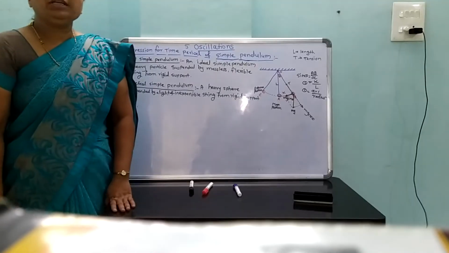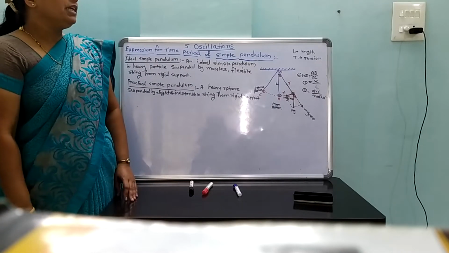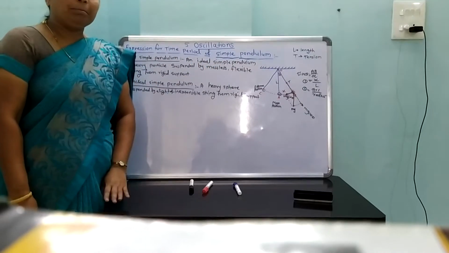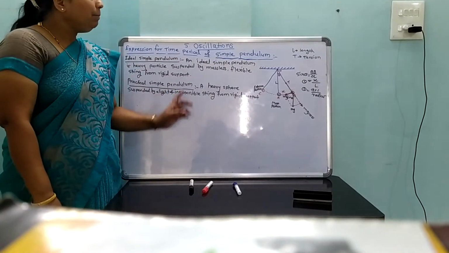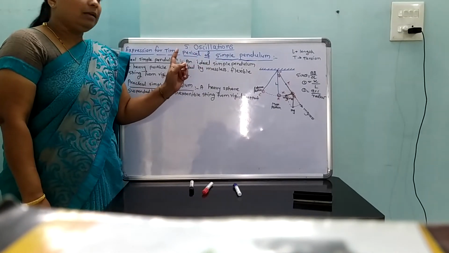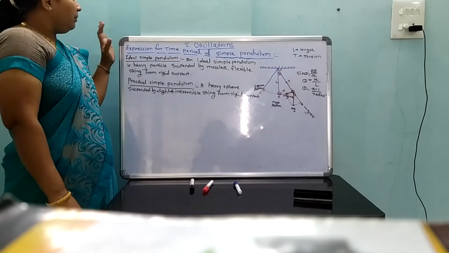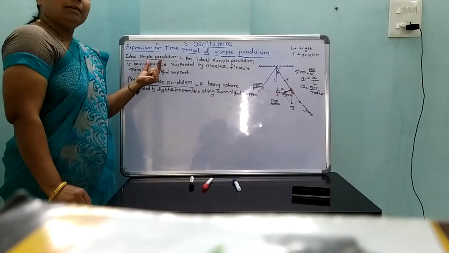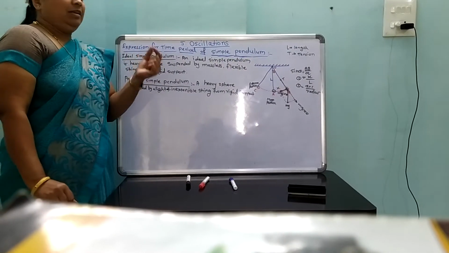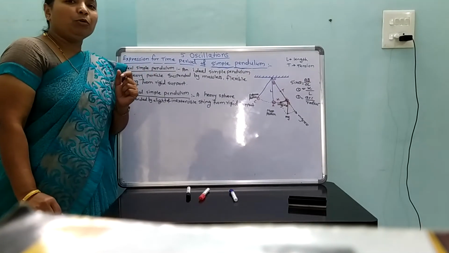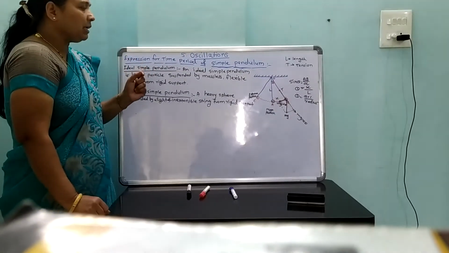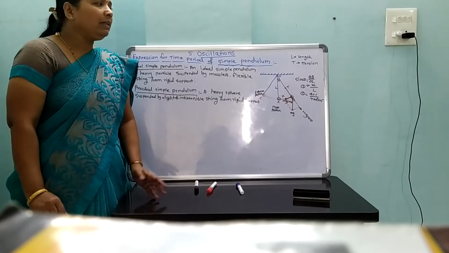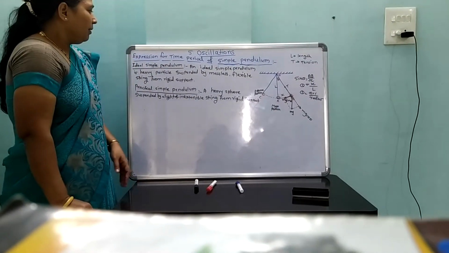We are going to study the expression for the time period of a simple pendulum. Time period of simple pendulum. What is meant by a simple pendulum? A heavy sphere is suspended from a rigid support with an inextensible string, thereby forming a simple pendulum. In 10th standard we learned about that.